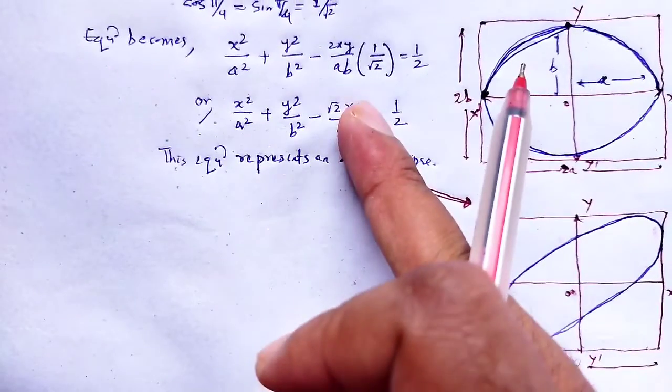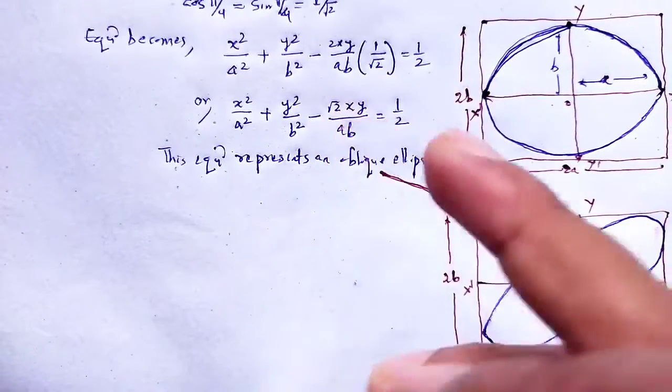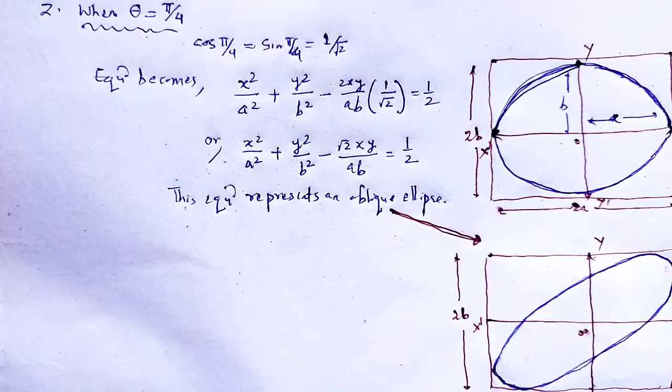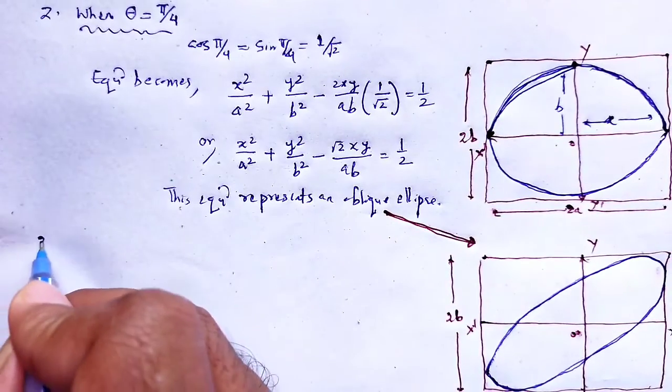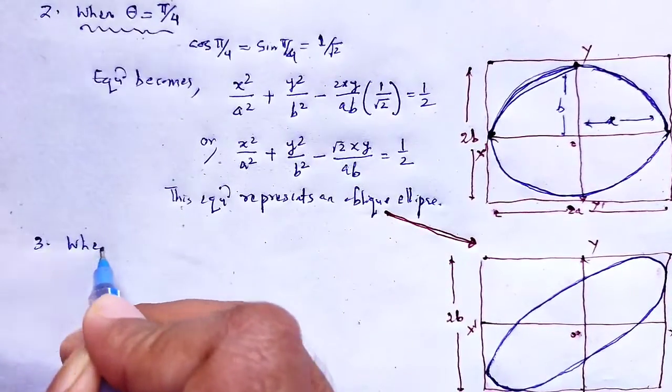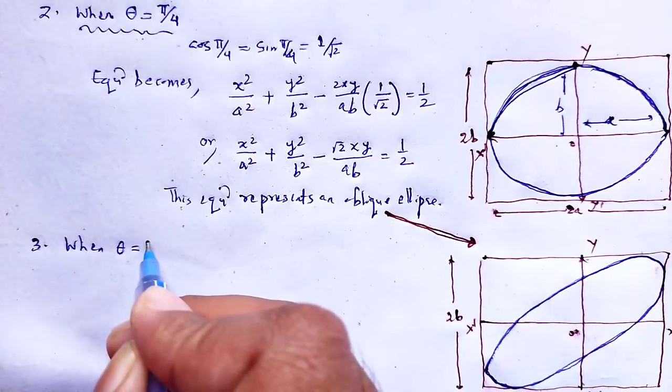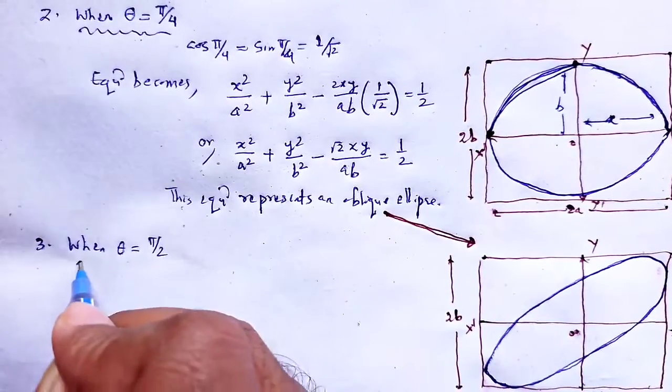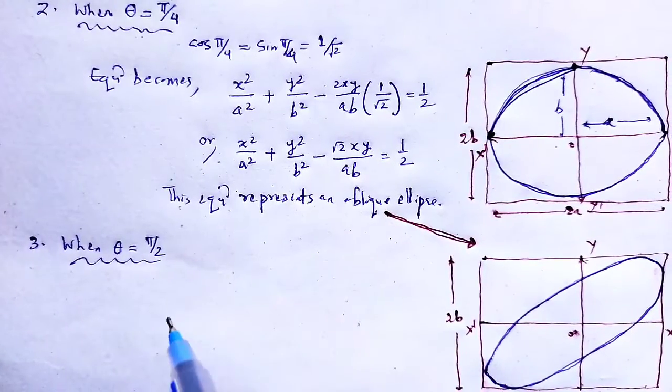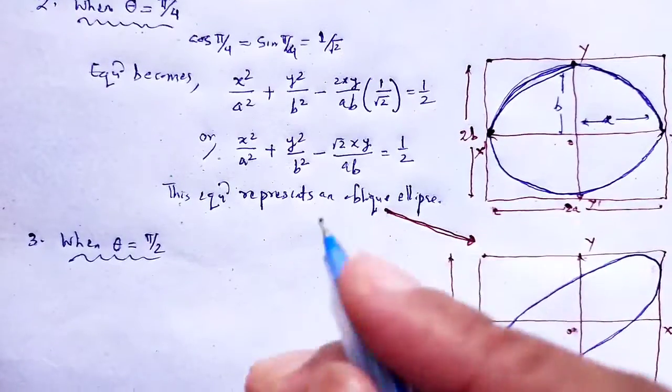This figure is that equation. Again, a special case when theta is equal to pi by 2, then we have that figure.